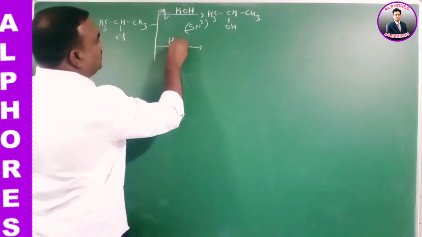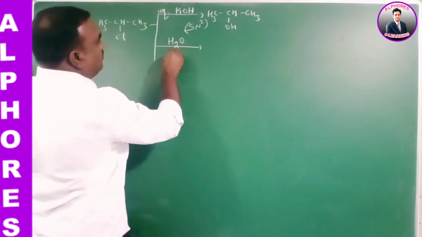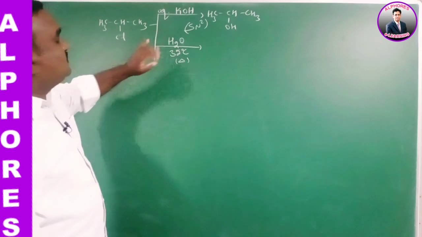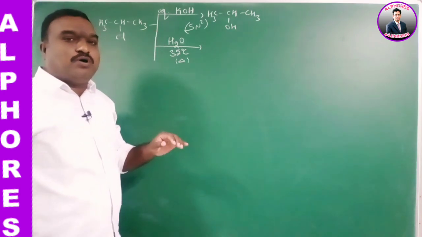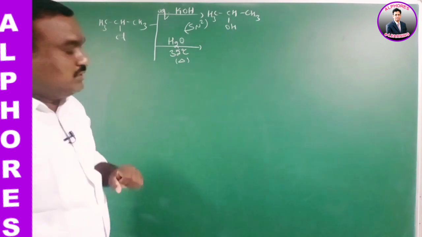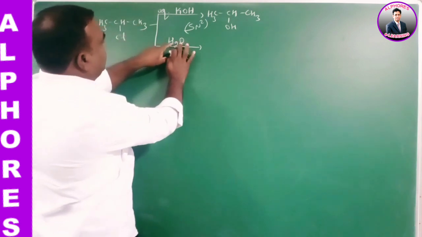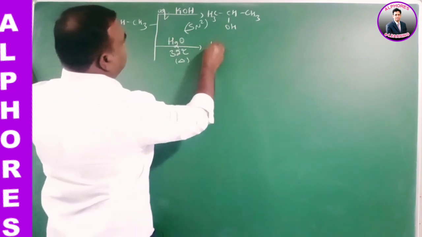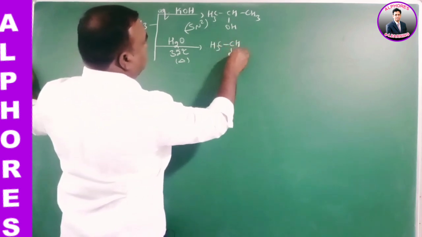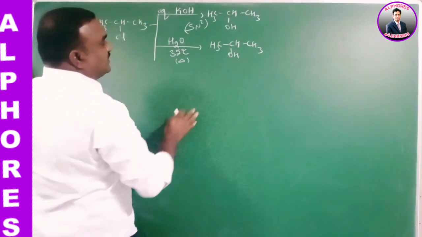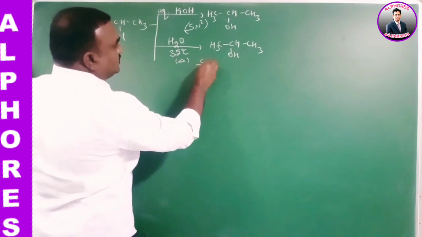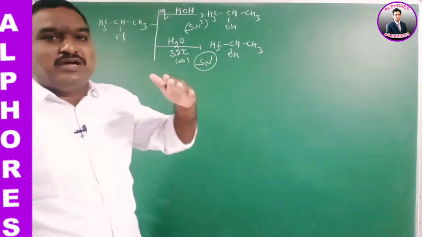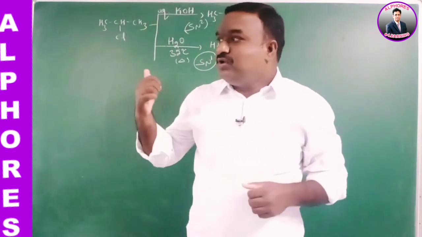For example, here H2O is given, water, and the temperature is 35 degrees centigrade. The given reagent is a weaker one, which means the molecule undergoes unimolecular nucleophilic substitution reaction. Now here, secondary alkyl halide, H plus is the electrophile and OH minus is the nucleophile. The Cl minus is replaced by OH. All these are one type of hydrolysis reactions. So again a secondary alcohol is formed. Since a weaker one is given, the mechanism is SN1.